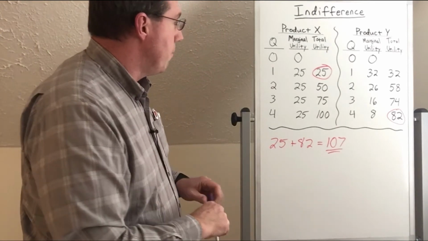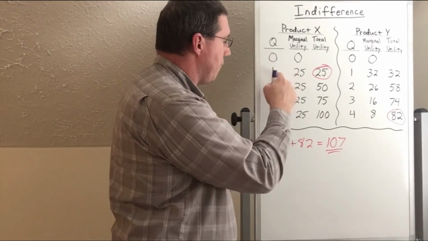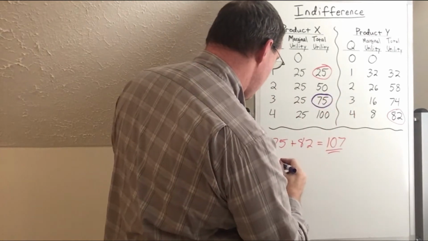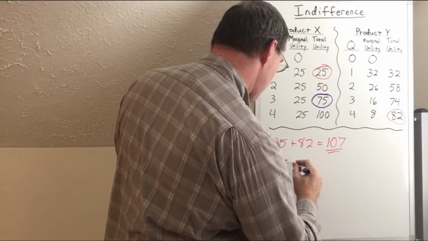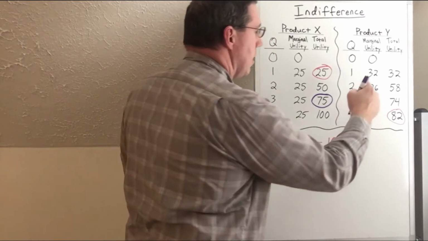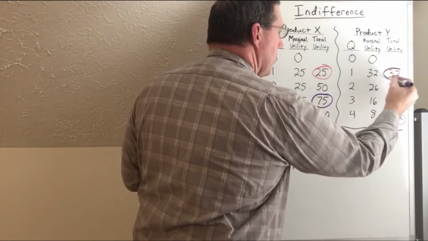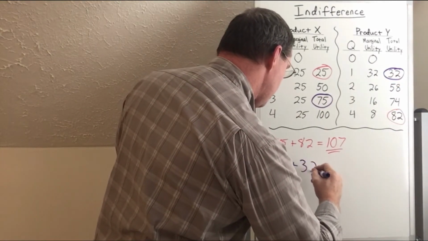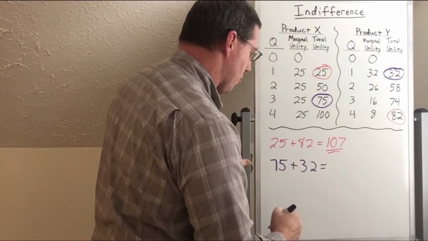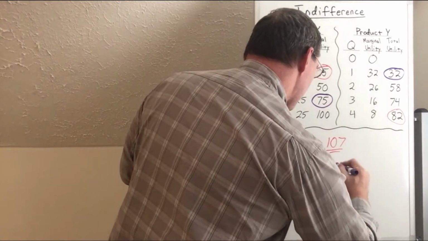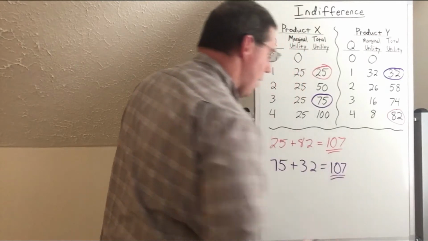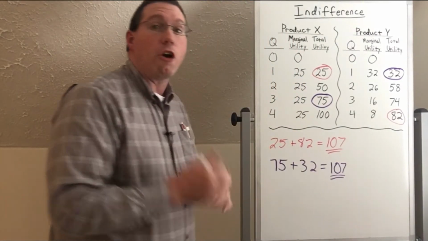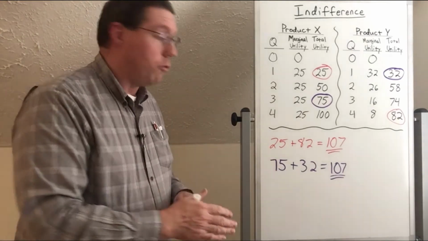I want you to notice here, if this person decided to have 3 slices of pizza, they would get 75 utility. And if they were to eat 1 chicken wing, they would get 32 utility. So 75 plus 32, that is also 107. And so here's what I'm telling you, is that they have a choice. This person, they are indifferent between these two choices.